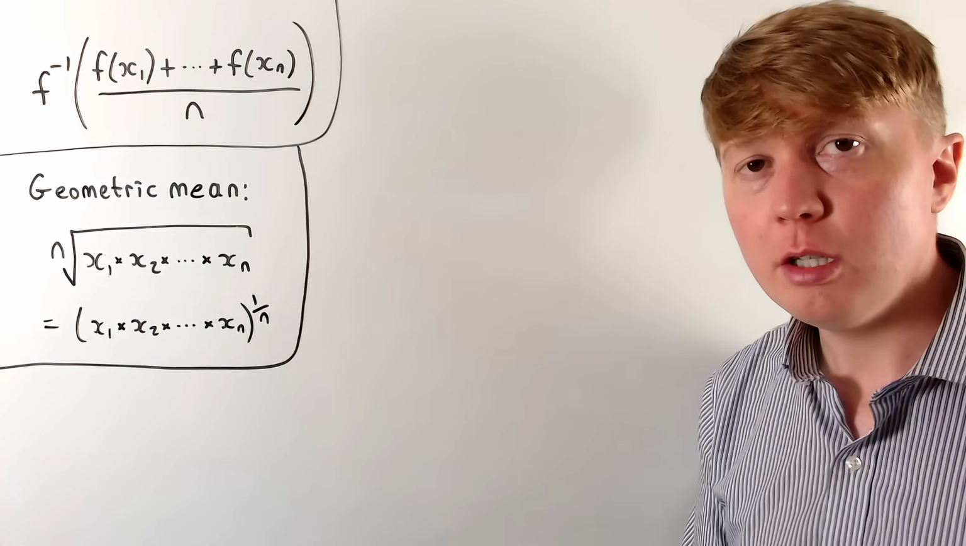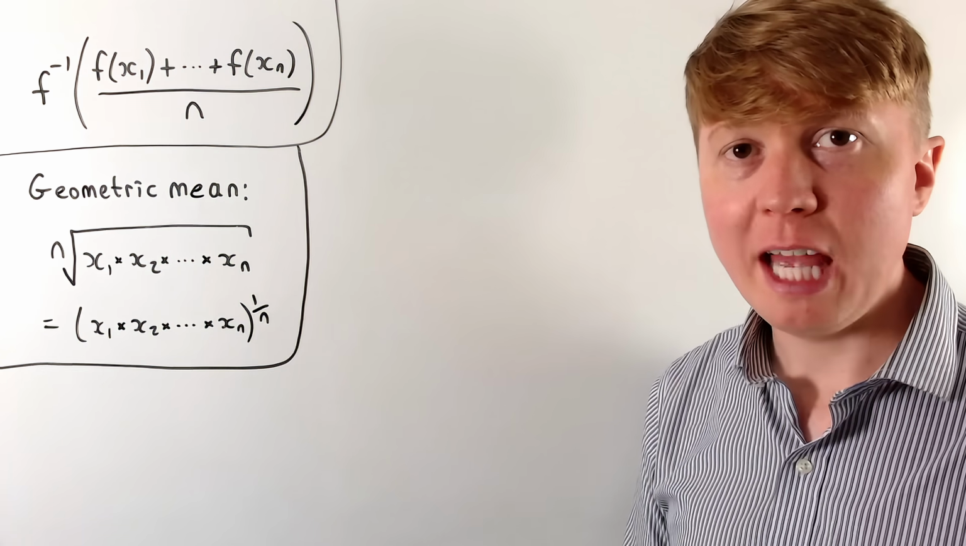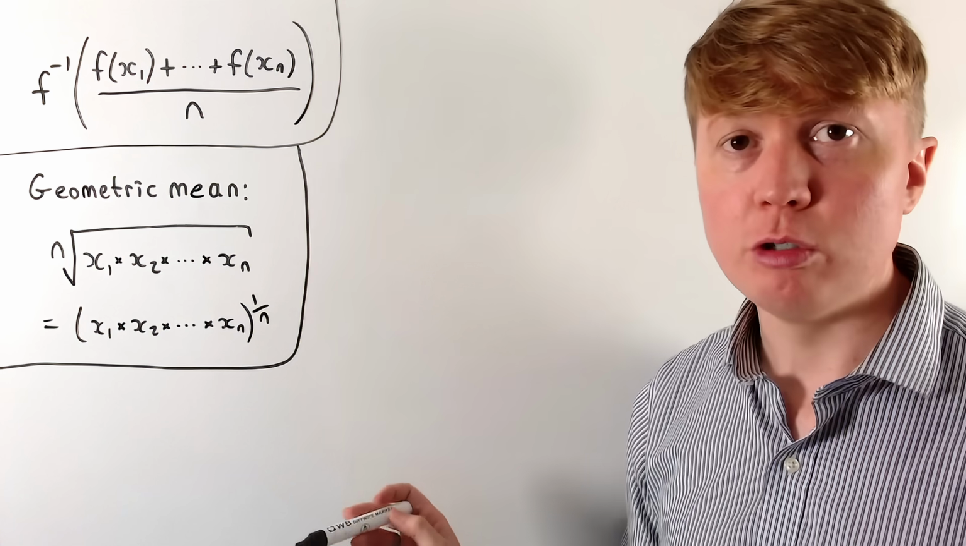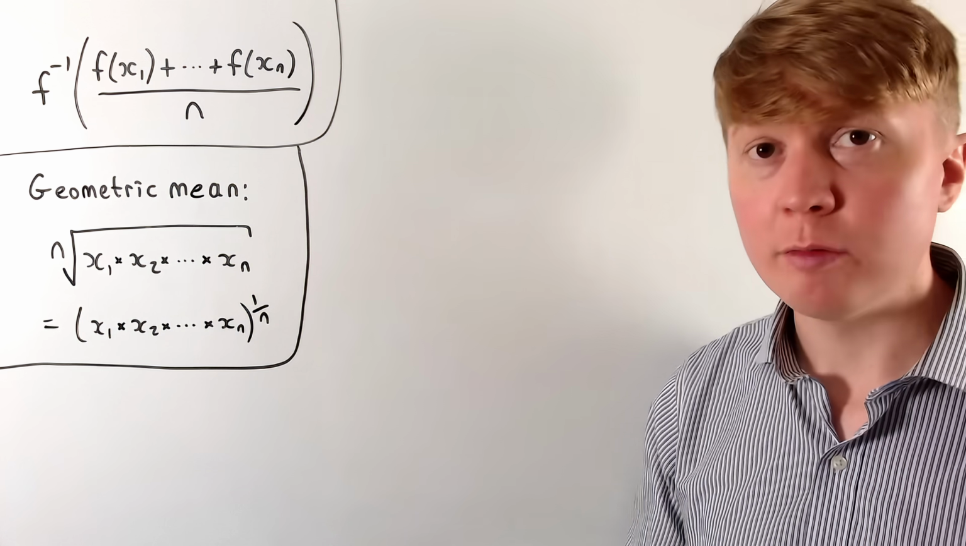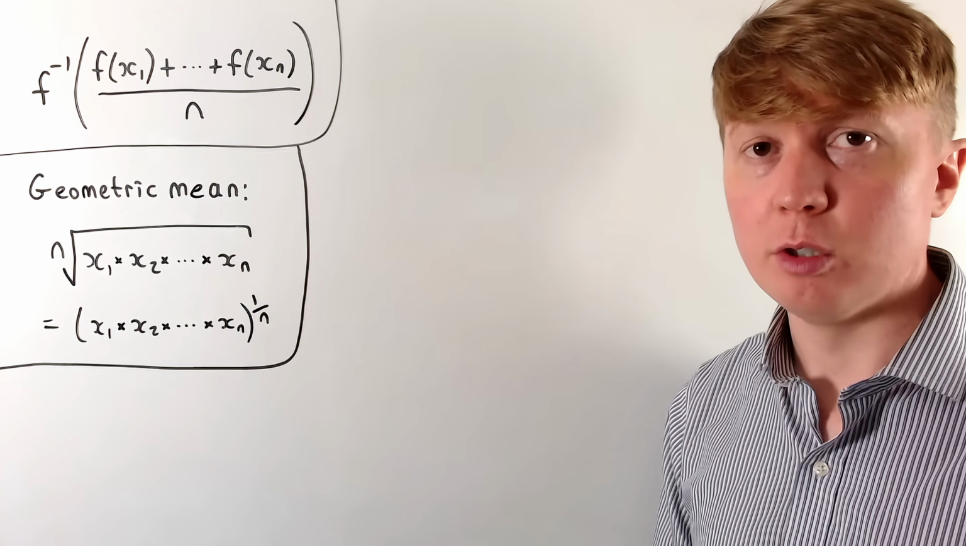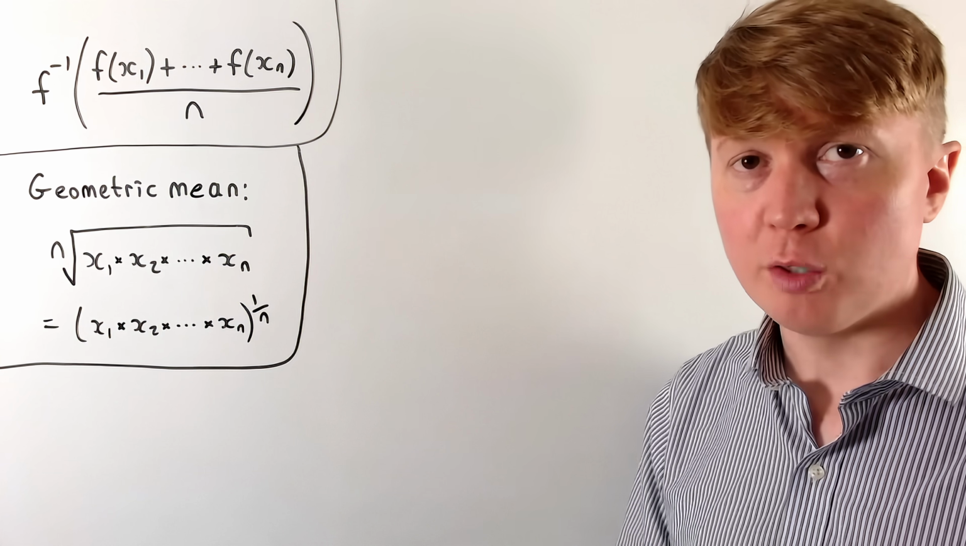So now let's look at another type of mean called the geometric mean. The idea here is if you have n values, you multiply them all together, then you take the nth root, or equivalently you raise this to the power of 1 over n. So just very briefly, why is this useful? Well, the geometric mean is really useful if you want to find an average multiplicative change.